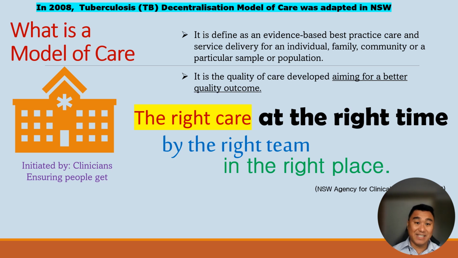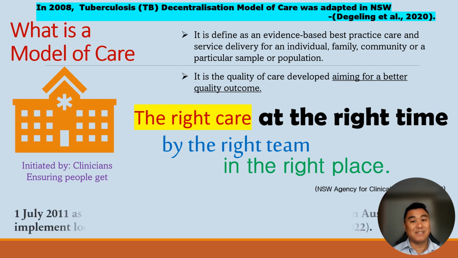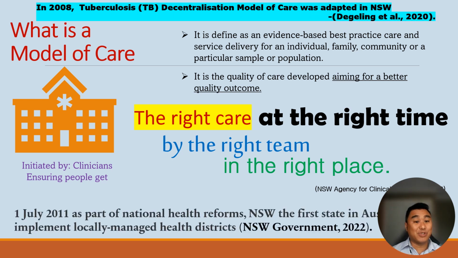Again, as I have said, in 2008, the TB decentralization model of care was adopted in New South Wales. And on the 1st of July 2011, as part of national health reforms, NSW was the first state in Australia to implement locally managed health districts.